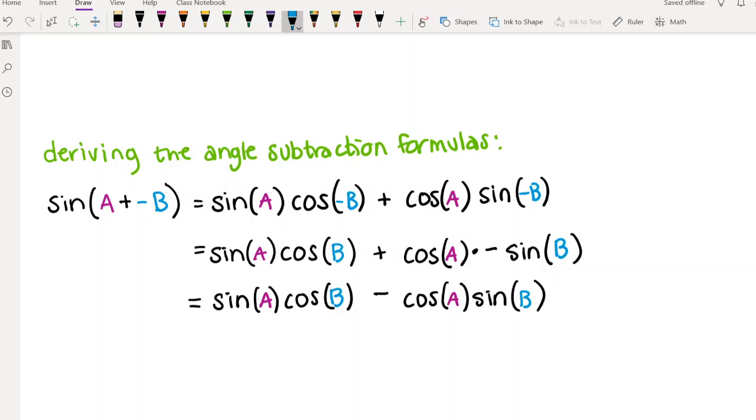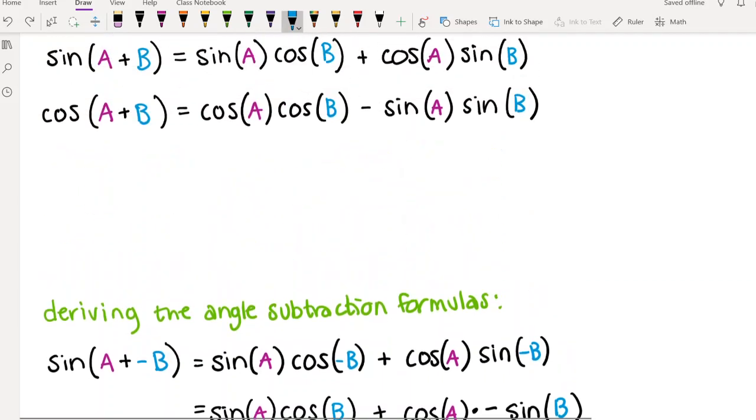So again, just to recap, where did this come from? We basically just made an adjustment to the addition rule by, instead of putting B, putting a negative B. And then we used the even and odd identities to get rid of that negative B. So now we have a nice formula that will just allow us to plug in our original A and B. So I'm going to add that to our list.